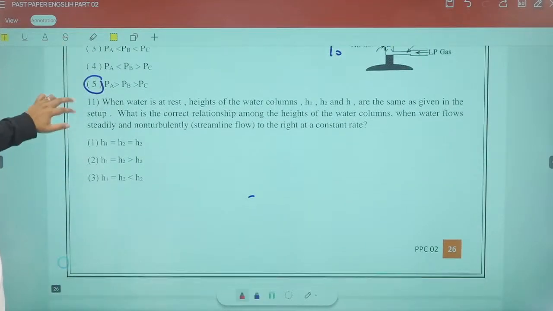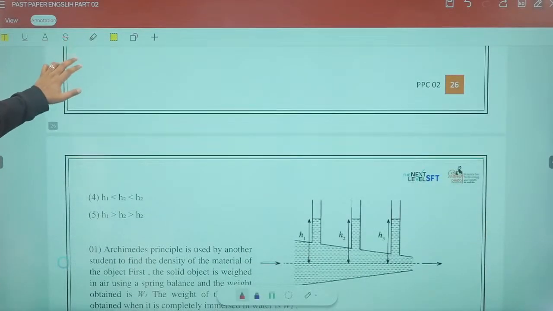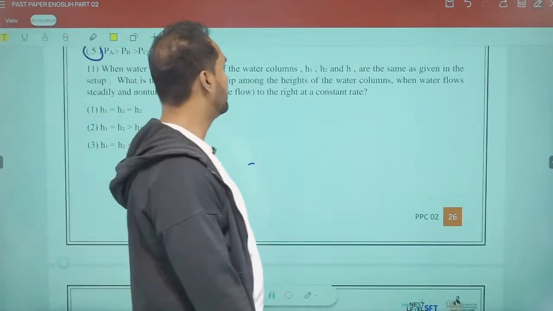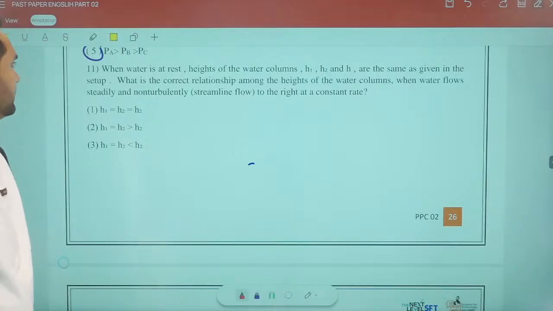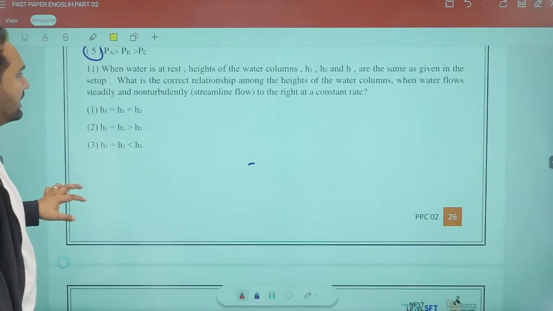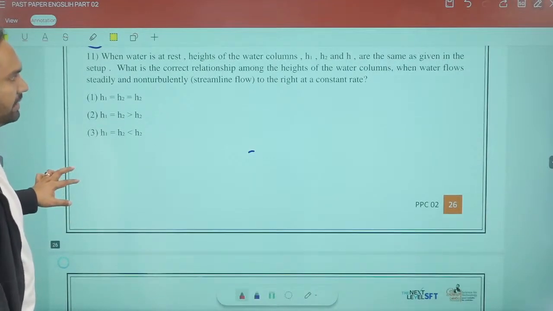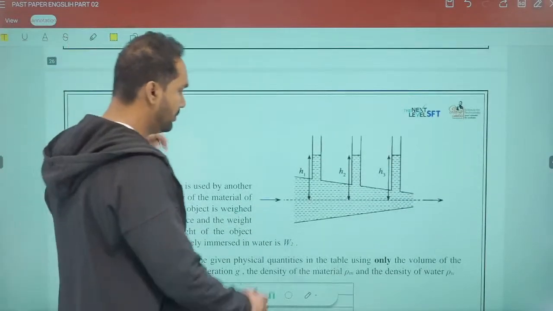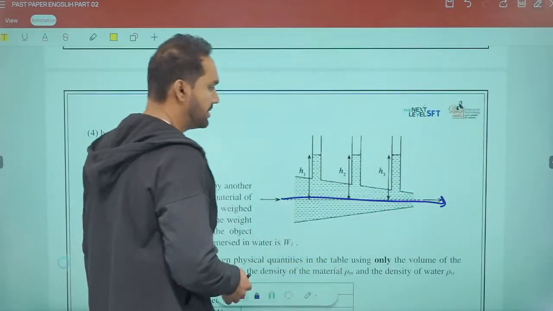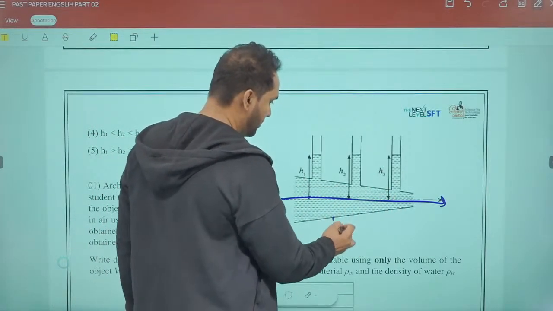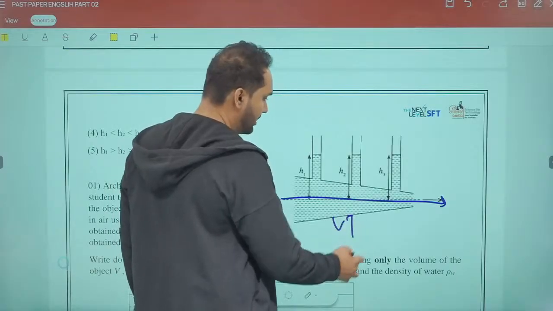Okay, 11th question. When water is at rest, the heights of the water columns H1, H2 and H3 are the same, as given in the setup. What is the correct relationship among the heights of the water column when water flows steadily and non-turbulently, streamline flow, to the right at a constant rate? If the water flows through here, we have to think about the pressure and the velocity. When the narrowing happens, the velocity is increasing.